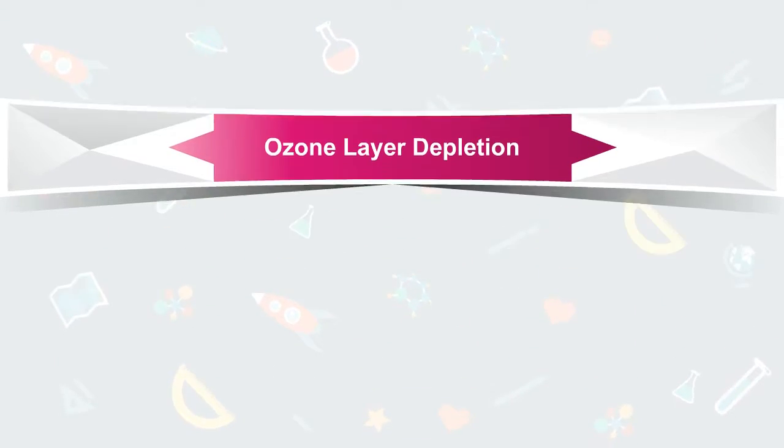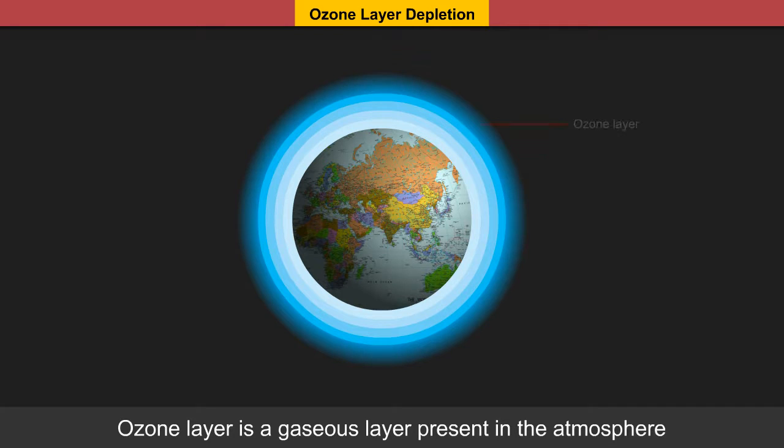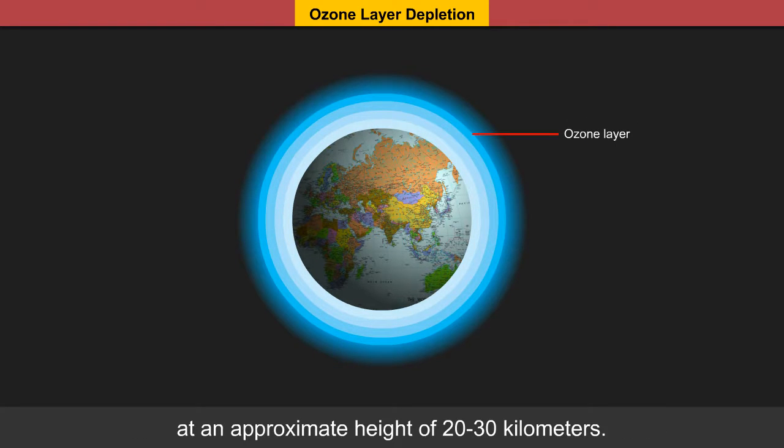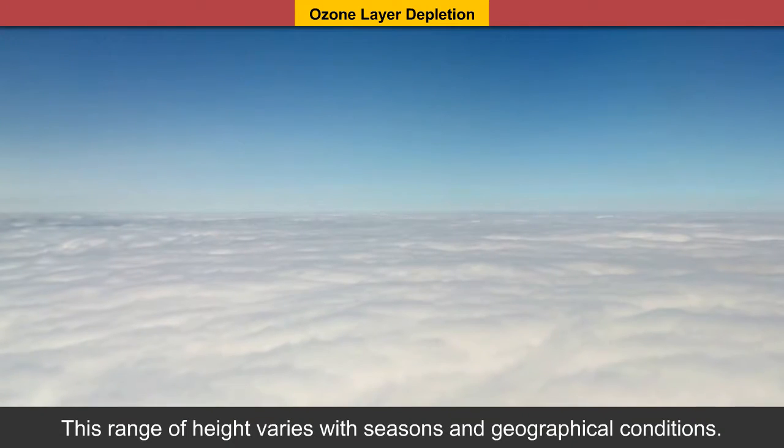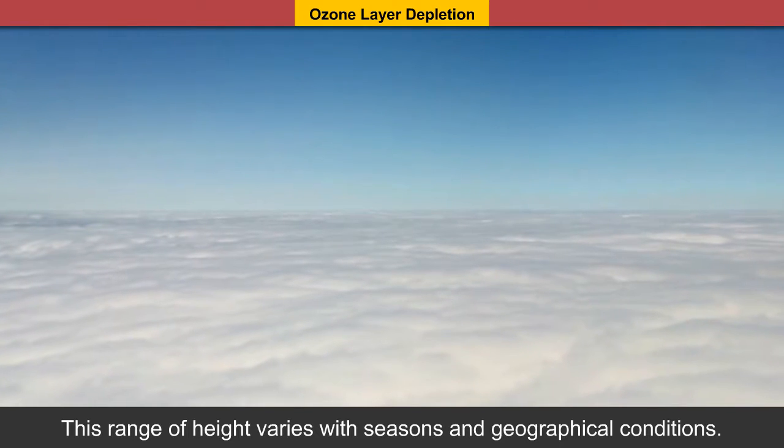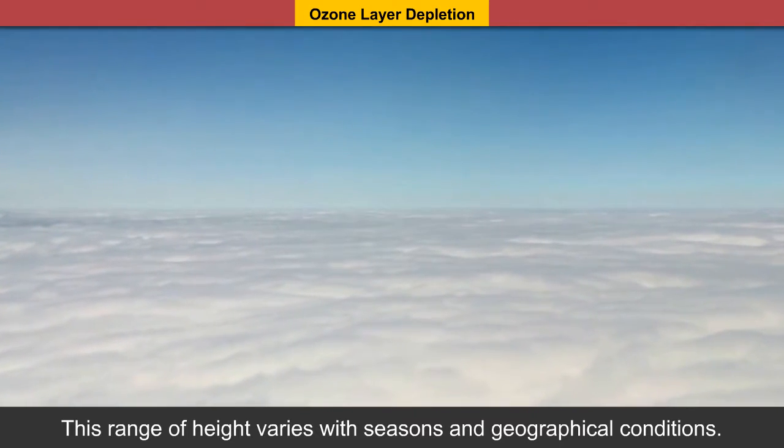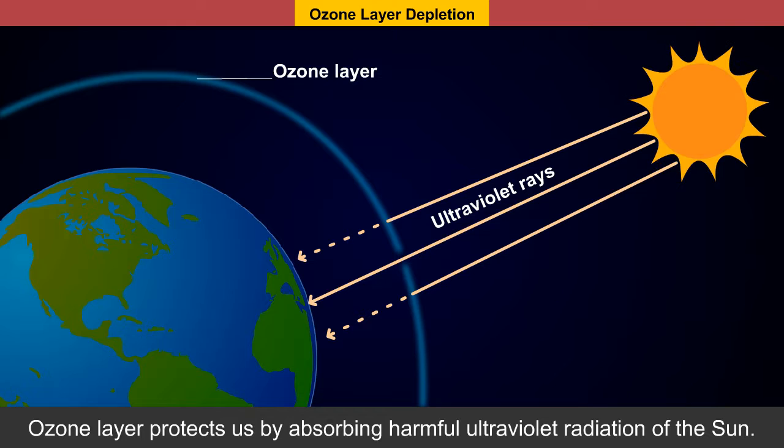Ozone layer depletion. Ozone layer is a gaseous layer present in the atmosphere at an approximate height of 20 to 30 kilometers. This range of height varies with seasons and geographical conditions. Ozone layer protects us by absorbing harmful ultraviolet radiation of the sun.